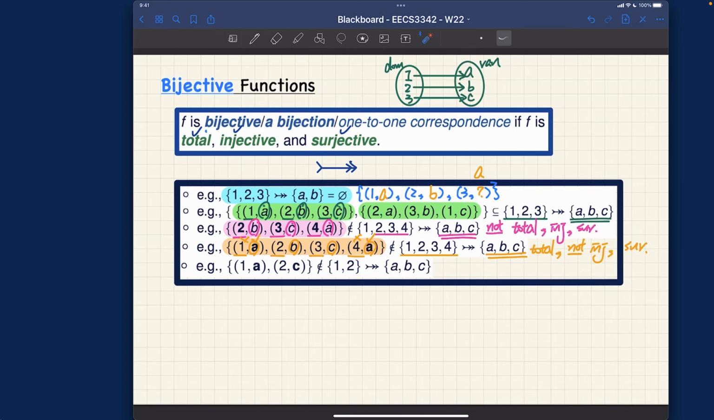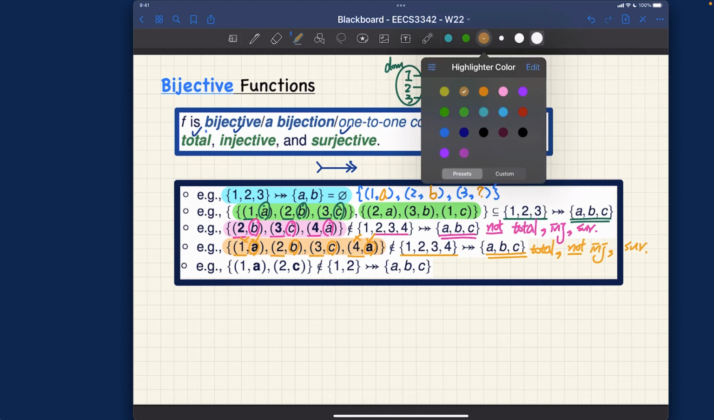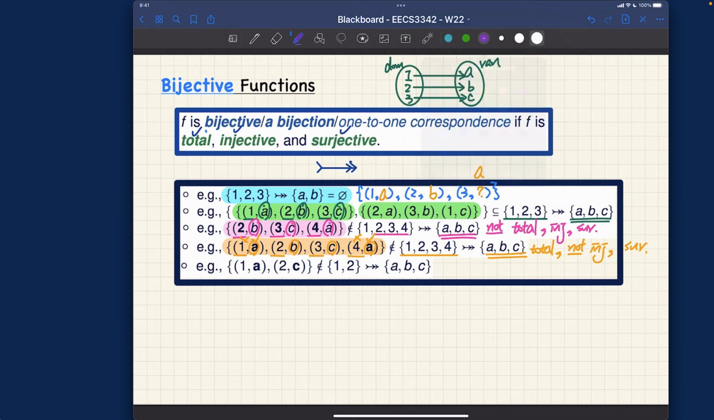The final example, okay, so which color should I choose that would deserve to be the final color to put here? How about purple? Okay, let's put purple over here. Oh, actually too much over here. All right, what about the final one? The final one here, again, one by one. Is it total? Is it injective? Is it surjective, right?